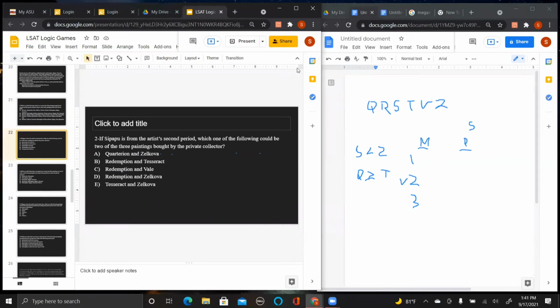If Sipapu is from the artist's second period, which of the following could be true? All right, so if Sipapu is from the second period, Sipapu, remember, is the private collector. That means Veil is second period in the museum. And so if S is before Z, Z has to be in this third period here, right? Don't know which one, but it's in the third period.